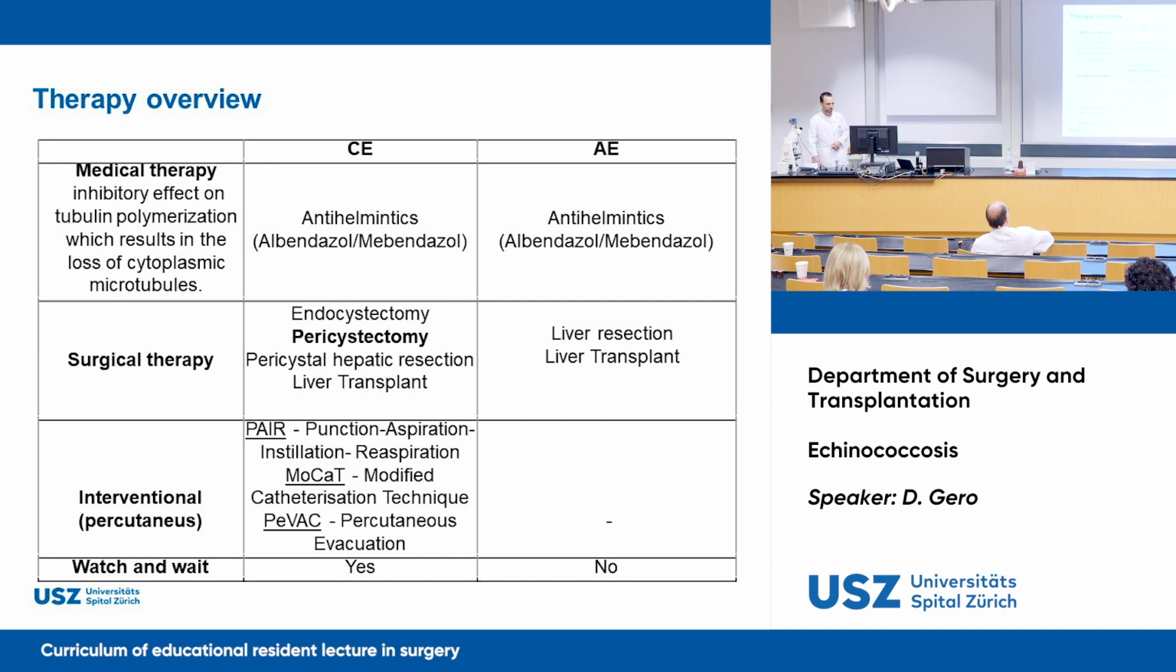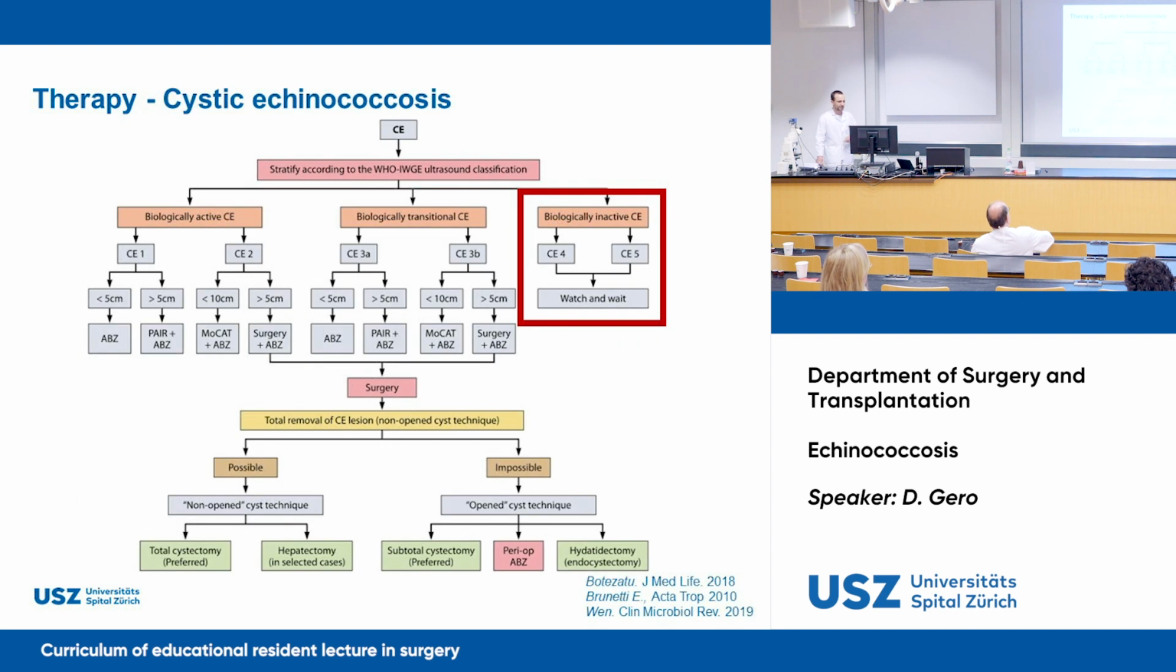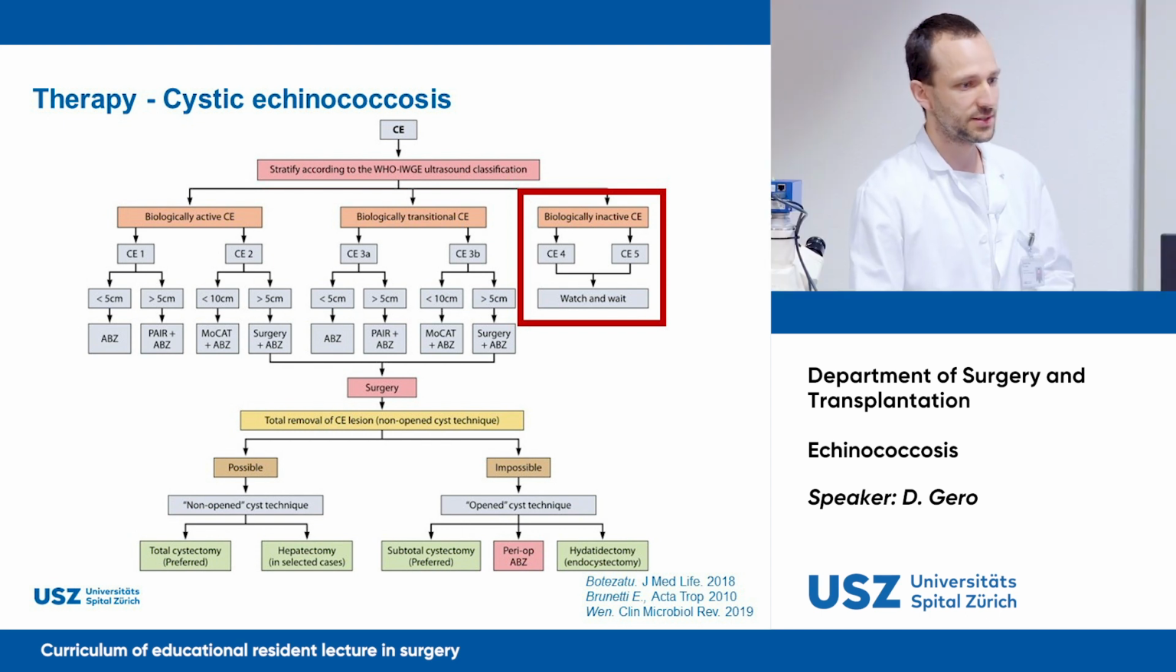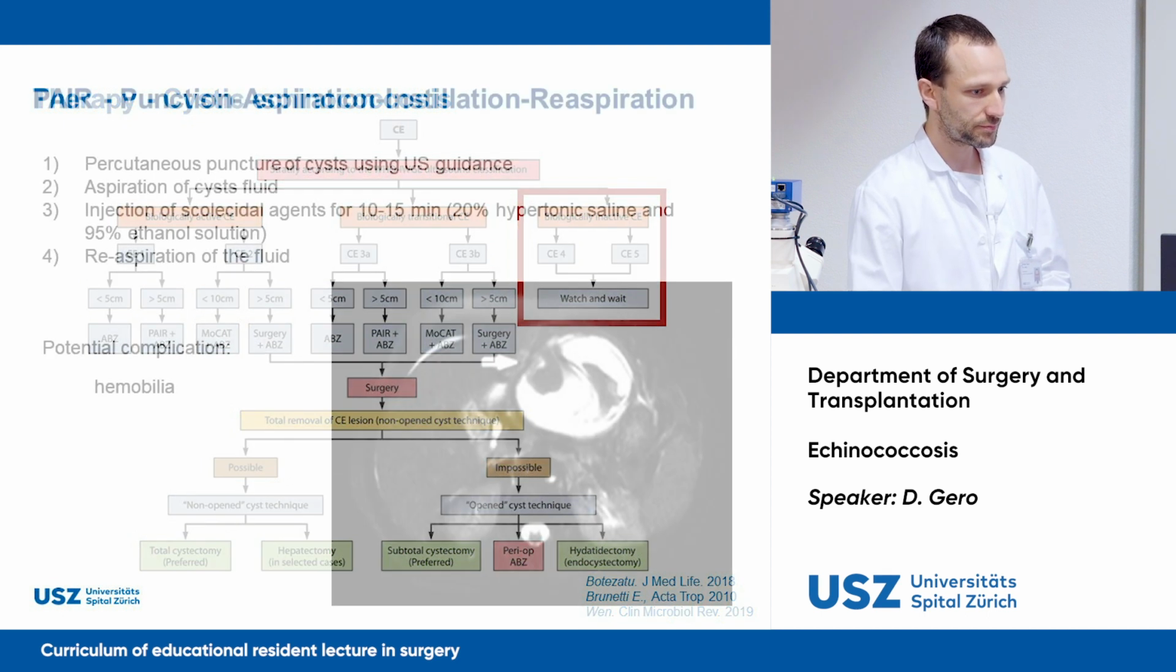The watch and wait approach may sometimes be justified for cystic echinococcosis, but it's not recommended for alveolar echinococcosis. The cases where we can do watch and wait belong to stage 4 and 5 cystic echinococcosis, where we face inactive cysts. For all other types of cystic echinococcosis lesions, surgery is justified.